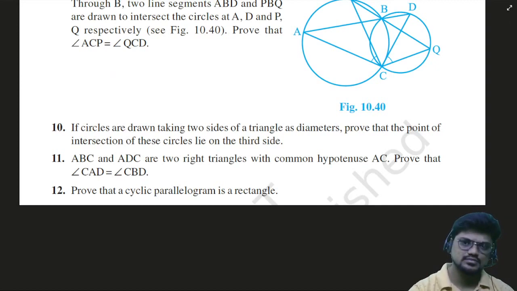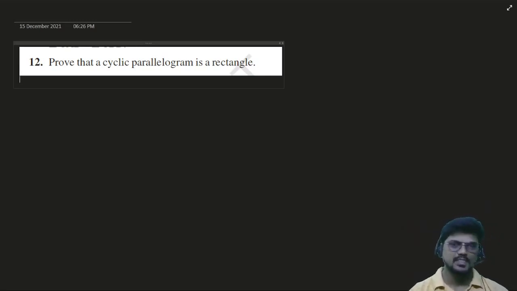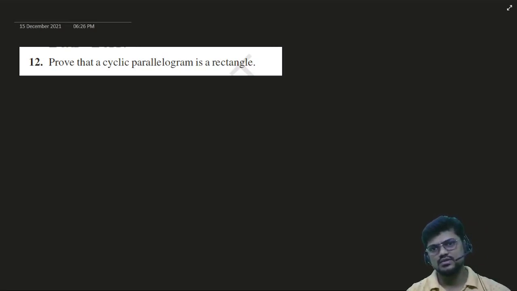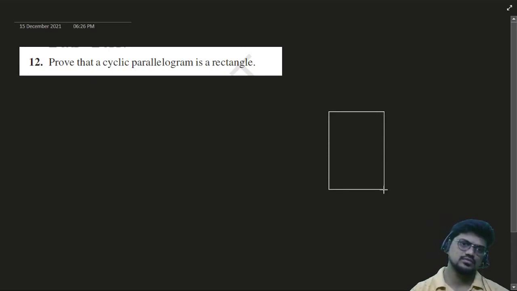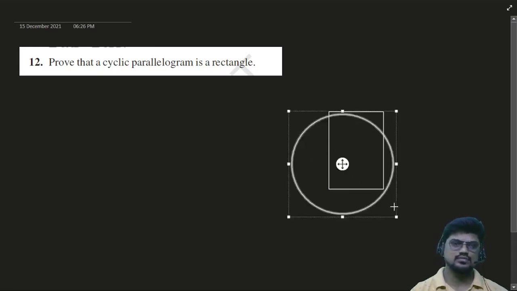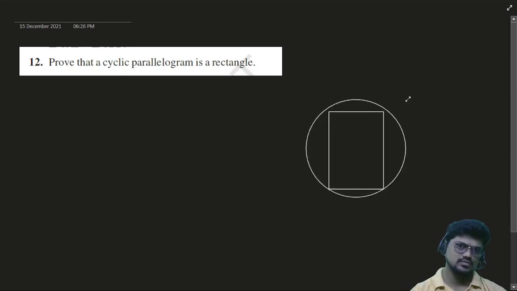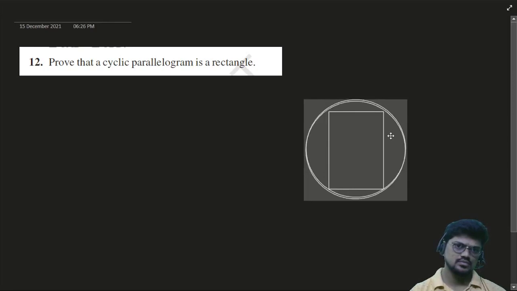Now the next and the last one which you have: prove that a cyclic parallelogram is a rectangle. Means if I draw any parallelogram in a circle, that will be a rectangle only. Now how do you know that? Sir, we can say that in a cyclic parallelogram the opposite angles need to be equal, and it should be 180 degrees. So we can say that the opposite angles are 90 and a rectangle is also 90 degrees.